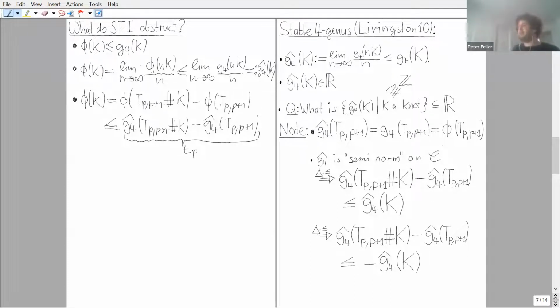Let me just give this number a name. And let me give you a definition. Here's the definition. Rather than looking at just the stable 4 genus, I end up looking at this limit.